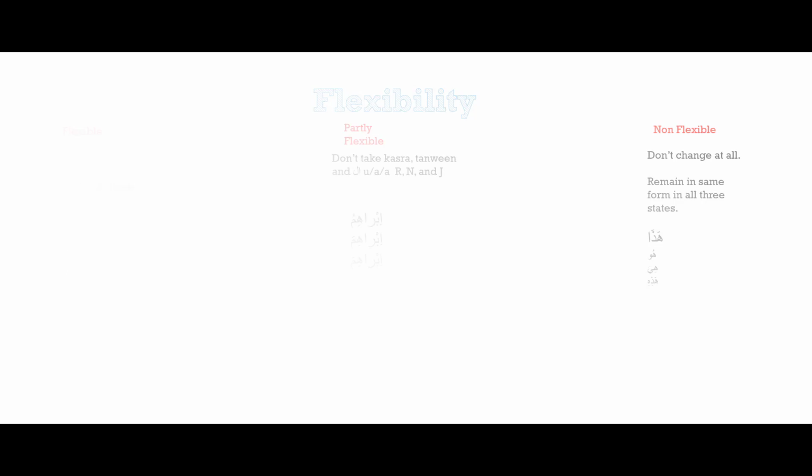Now let's go to some of the categories of partly flexible isms. The first one is non-Arab names. When they are non-Arab names, they are partly flexible. Arab names, like in the Quran, we have examples of four Arab prophets. Those isms will take tanween and they are fully flexible. But non-Arab names, for example, Yusufu, Ismailu, are written with a single dhamma.